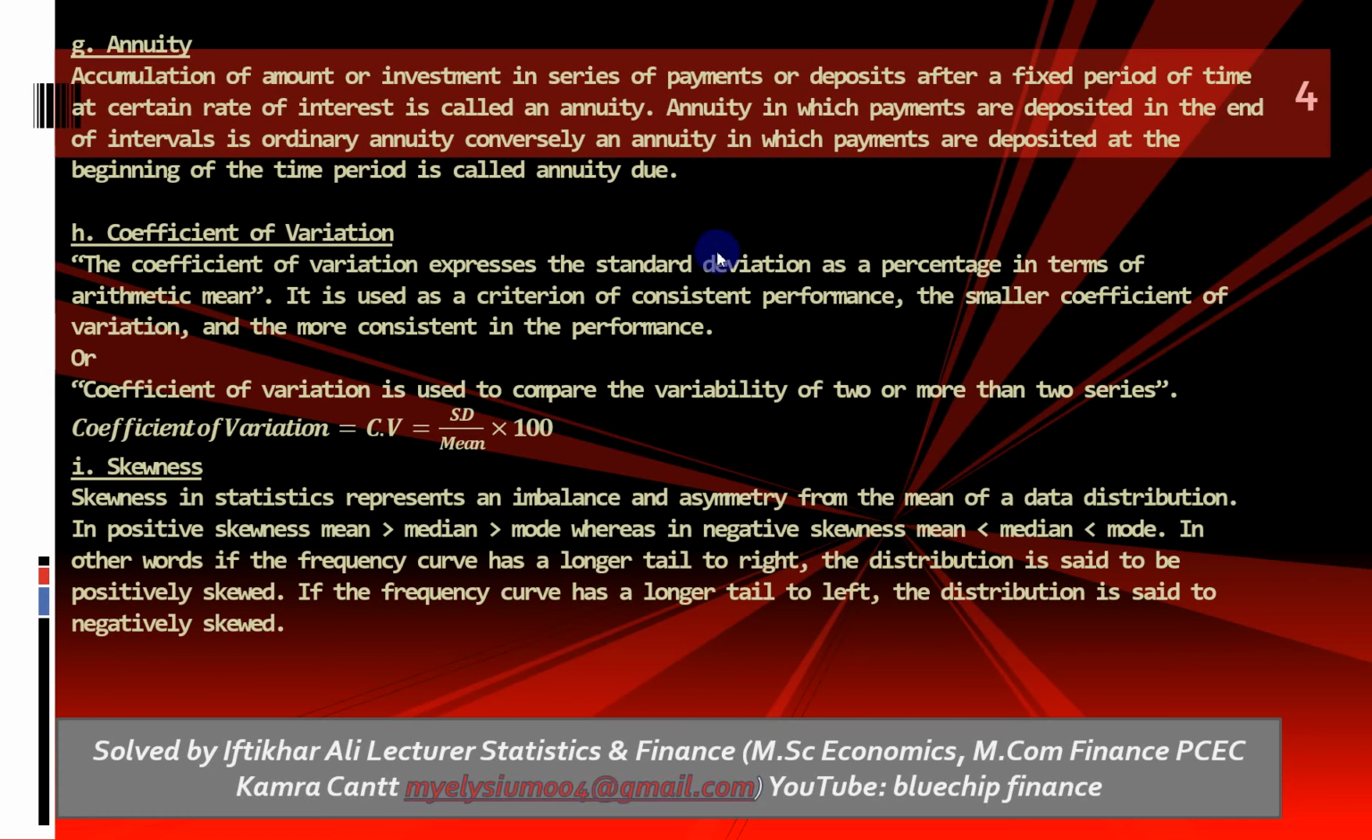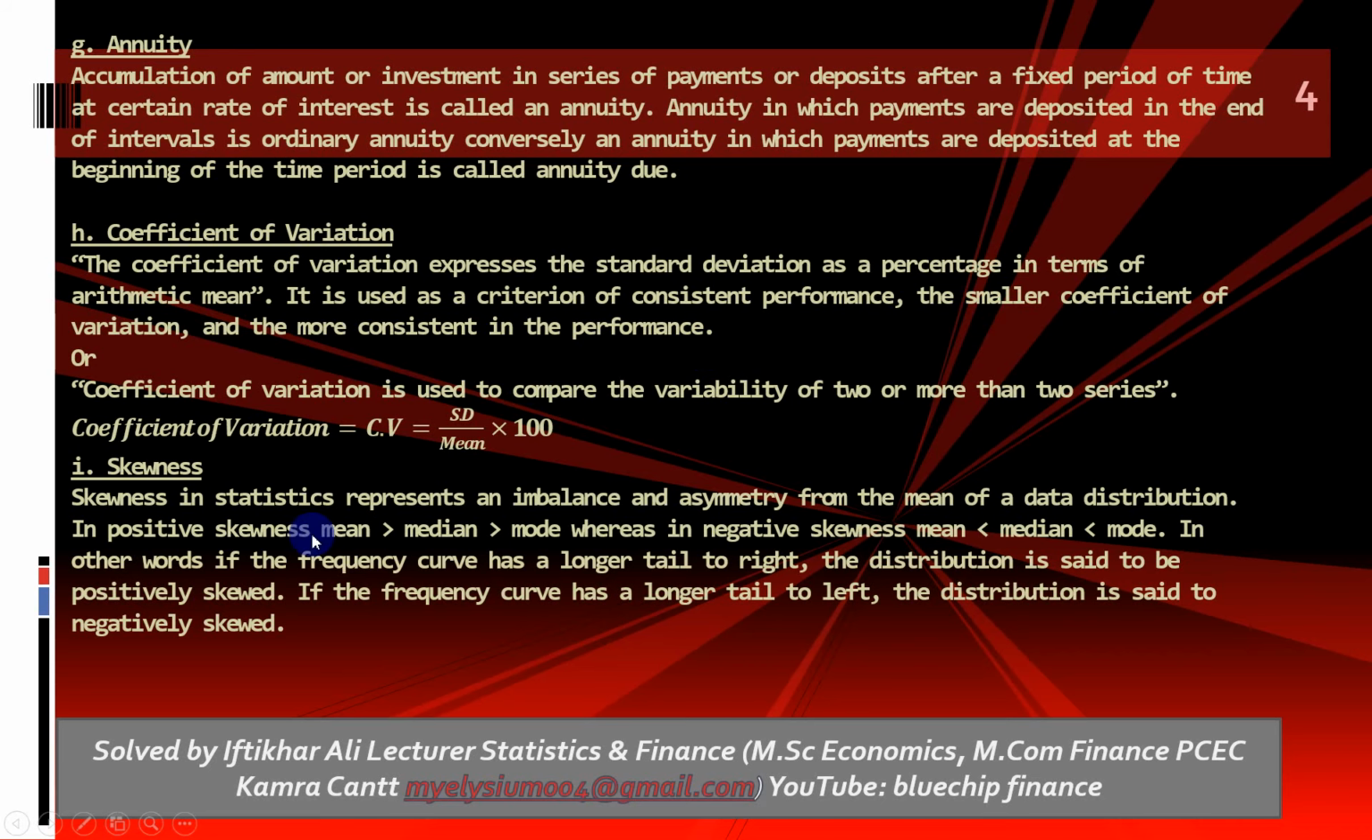Coefficient of variation expresses the standard deviation as a percentage in terms of the arithmetic mean. I already discussed it in the previous question on absolute or relative dispersion. It is used as a criterion of consistent performance. The smaller the coefficient of variation, the more consistent the performance, and it is used to compare the variability of two or more series. The formula for coefficient of variation equals standard deviation divided by mean multiplied by 100.